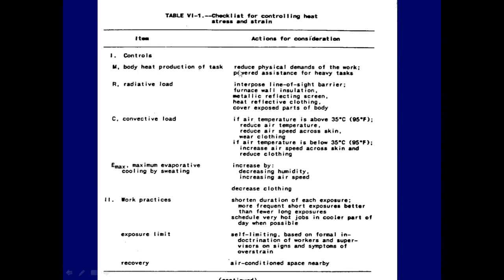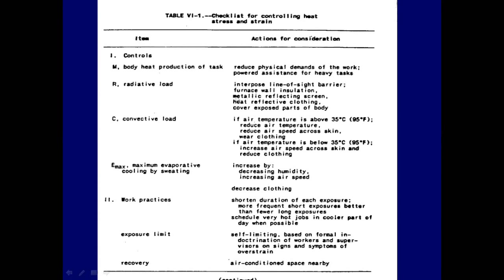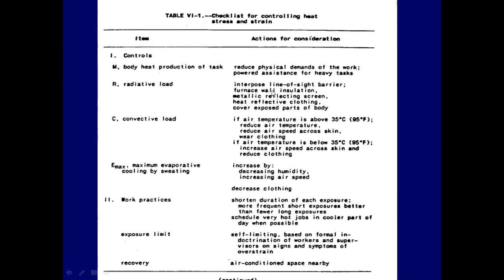Lots of things in terms of reducing physical demands for high-powered work, rotation, and so on can come into play. Radiative load and a line-of-sight barrier: it's important to keep these barriers clean so that they can reflect the radiant load. They can be compromised by up to 30% if you don't keep them clean.